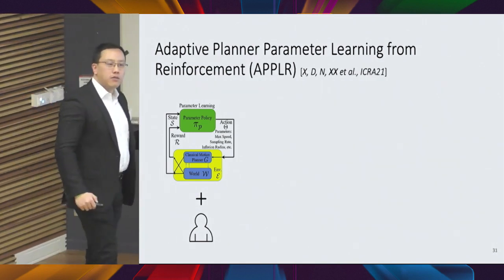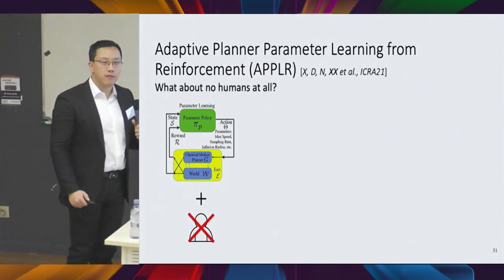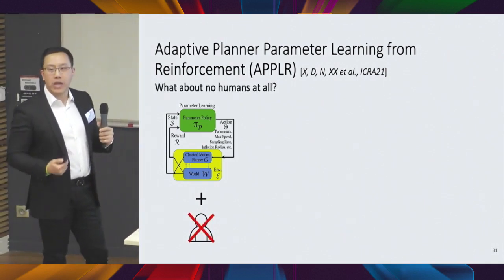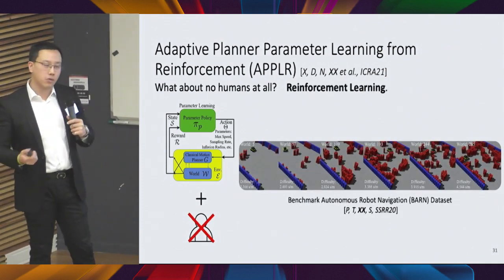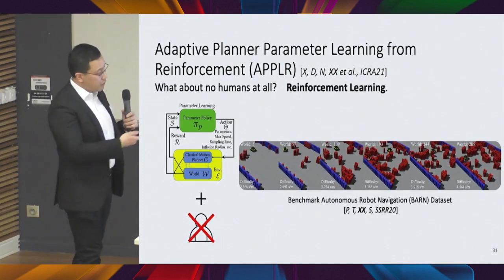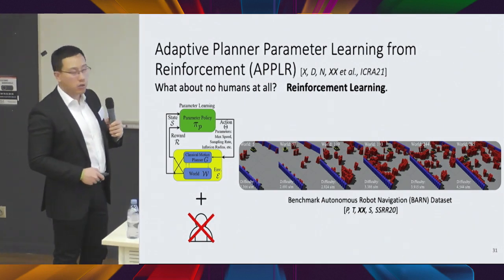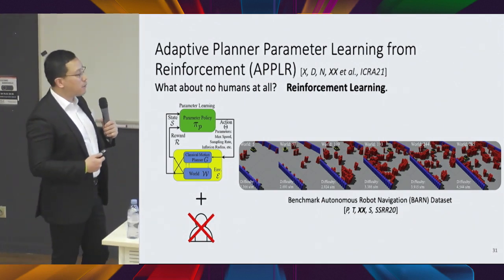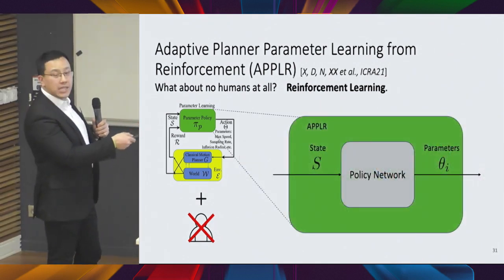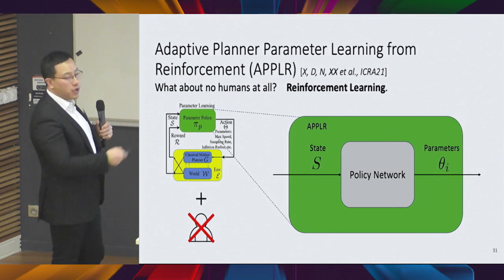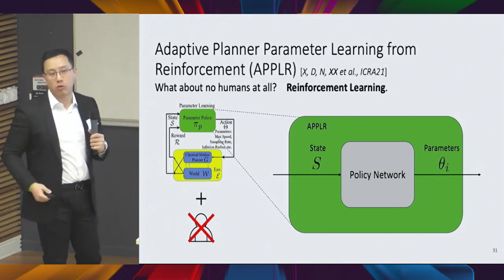So what about no humans at all, right? Can we also learn to improve navigation performance? This is where reinforcement learning comes into play. And of course, you probably need to do it in simulation. So this is our BARN dataset we talked about earlier. We will be able to learn a parameter policy using end-to-end reinforcement learning to learn this policy network so that the parameters to be used by the underlying planner can maximize our reward.